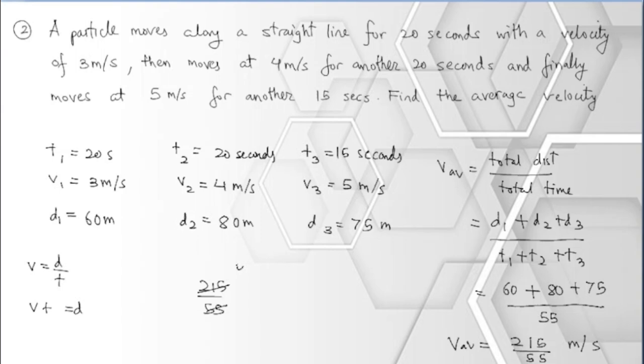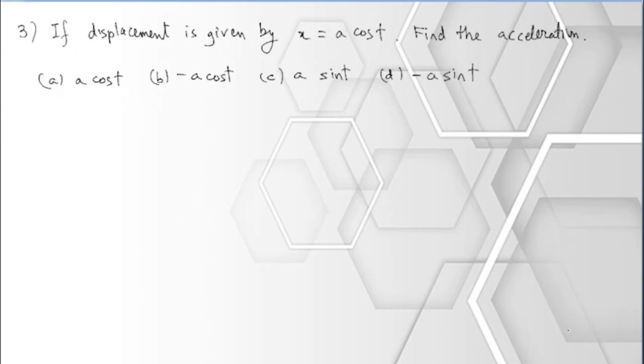A few minutes earlier we discussed acceleration, velocity, displacement and distance, and I mentioned how mathematically you have to approach them. So this question is a very good example of that. Displacement is given as x equals a cos t. If you have already solved this question, try pausing the video, solving it, and then comment your answer.